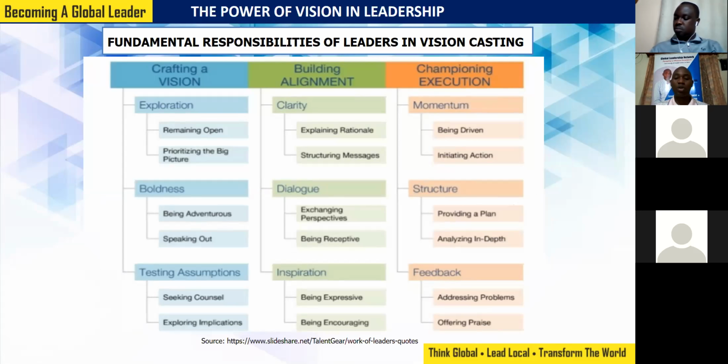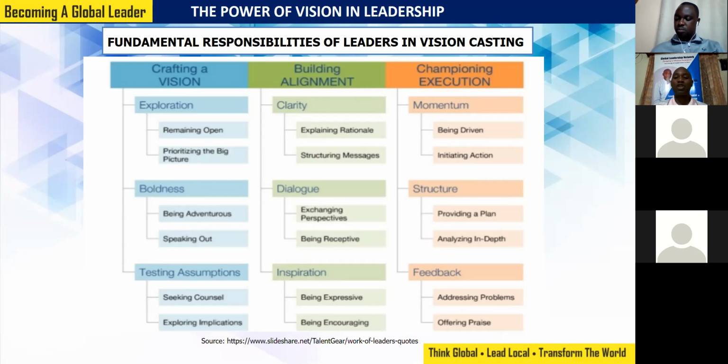And in crafting a vision, we look at issues of exploration, remaining open, prioritizing the big picture. We look at issues of boldness, being adventurous and speaking out. We need processing time just to be able to align everything and probably have a number of options and then compress them down into a single statement. And then testing the assumptions, seeking counsel, exploring implications.